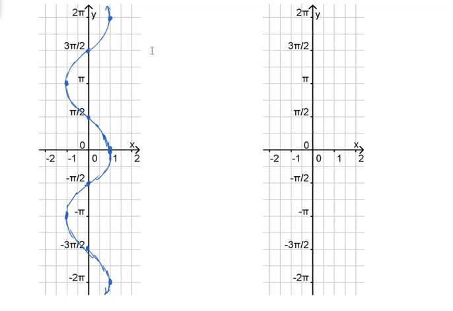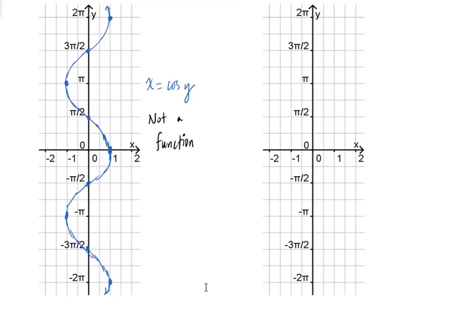Its equation can be written as x equals cos y, because we just switch the variables x and y in the equation when we get the inverse. This is not a function. It's not a function because it is one-to-many. It's a one-to-many non-function.